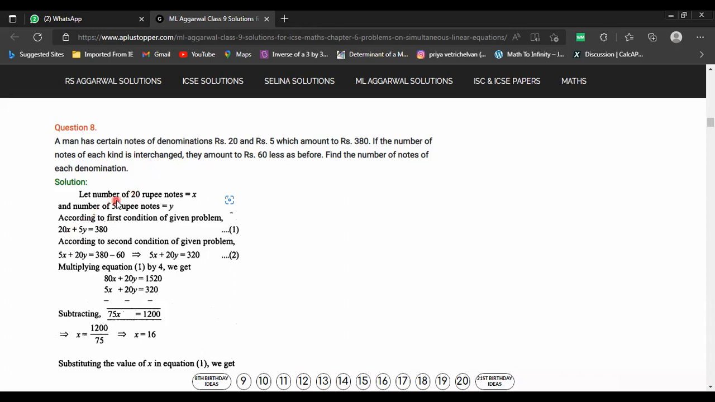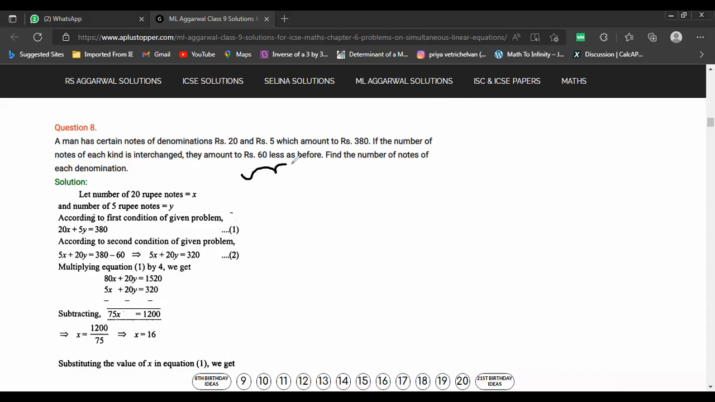If you assume the number of 20 rupee notes as x, the amount is going to be 20x. If you write the number of 5 rupee notes as y, the total is going to be 5y. If you add both together, it amounts to 380, isn't it? That is your first condition. Interchanging means this 5 will come as the coefficient of x, and this 20 will come as the coefficient of y. Can you follow? That's what interchanging is.